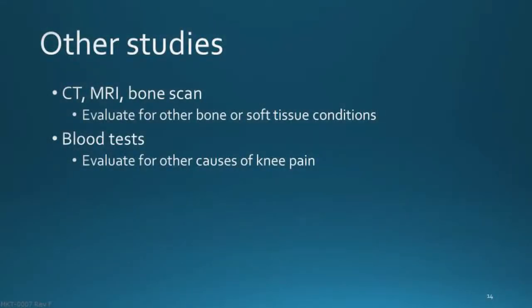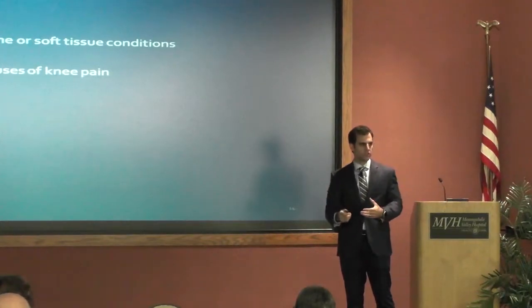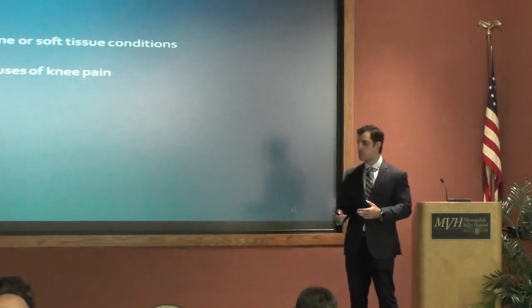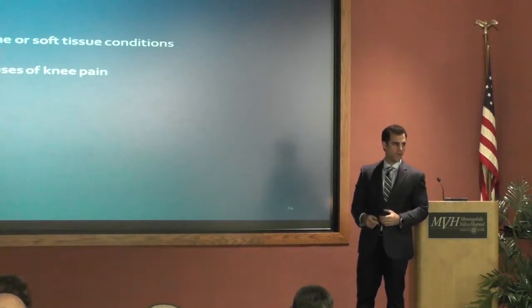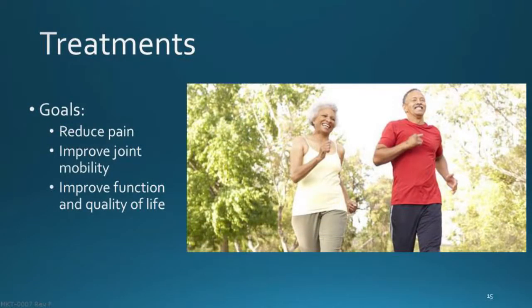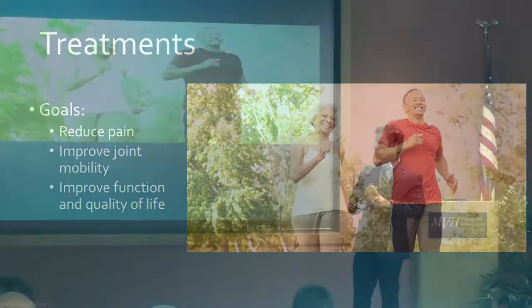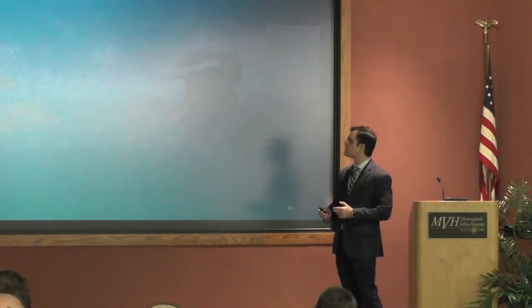Okay. Other studies we might get, CT scans, MRIs. These look at the bones or soft tissues around the joint. These are used more to look for other causes of knee pain. And you can get blood tests, again, to look for other causes of knee pain. Treatments. So the goals of treatment: reduce pain, improve how your joint moves, improve function and quality of life. Okay, that's the goals of this.